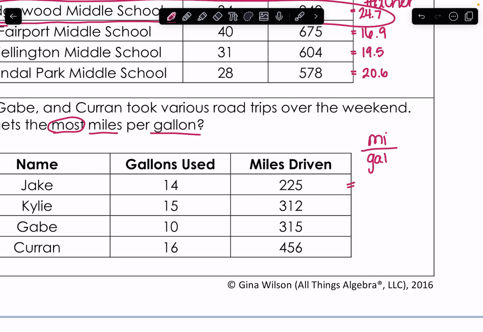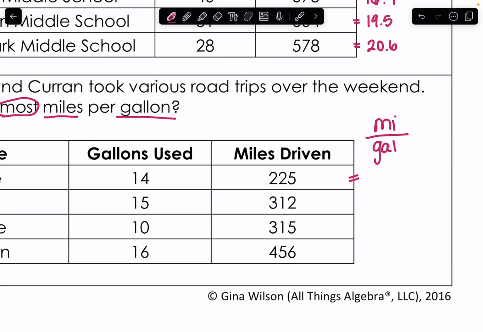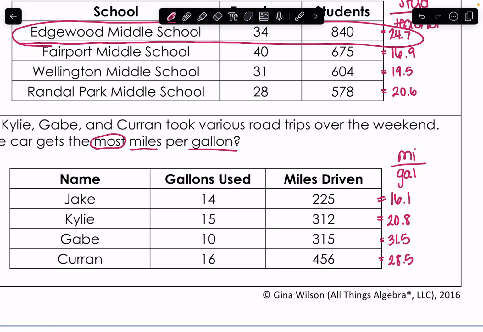So I get 225 divided by 14, which is 16.1. I get 312 divided by 15, which is 20.8. I get 315 divided by 10, which is 31.5. And I get 456 divided by 16, which is 28.5. So this time, who actually has the largest miles per gallon? Gabe, good.